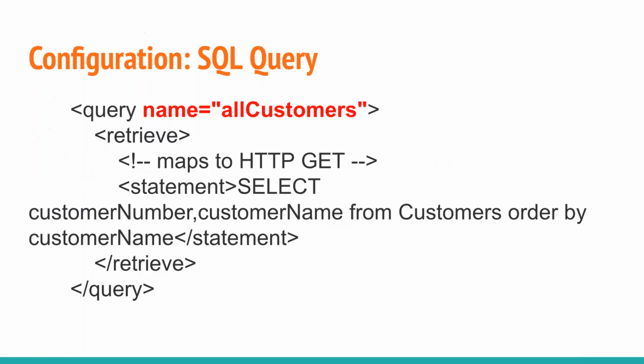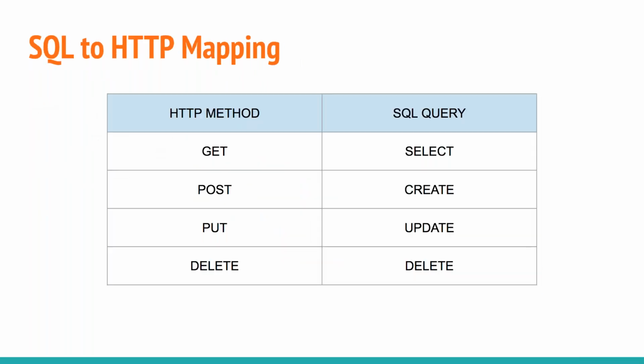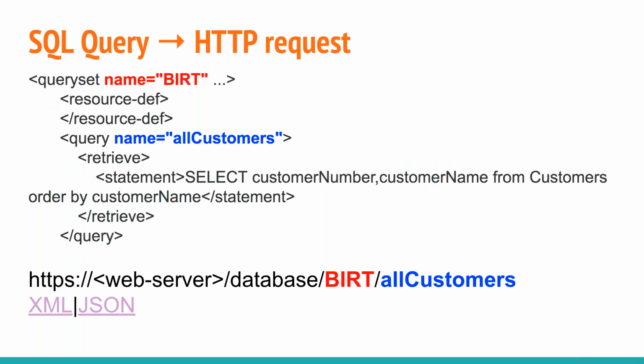So now, if we go back and we look at our query here, we had a select. And that means in order to access this select, we're going to issue an HTTP GET request, because GET maps to select. So how is that HTTP request constructed? Well, again, you can take a look at this. I've pulled out elements of the configuration that are relevant here. As you remember, we created a query called all customers with the necessary SQL statement. We placed it inside a query set named BERT, which references the actual database we're connecting to.